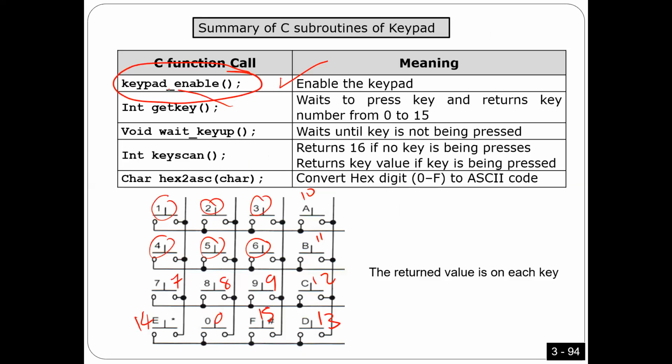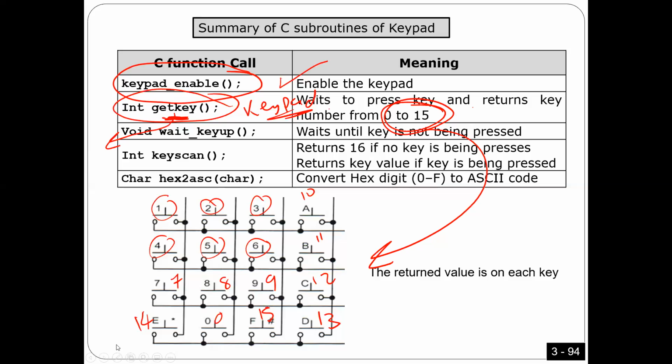The second subroutine is called get key. This is exactly similar to the keypad routine I just explained in assembly. This one is going to wait until you press a button, and then it's going to return a number from 0 to 15, as explained here. Any question, guys? Once you call this function, it is going to return a number from 0 to 15. Any questions?